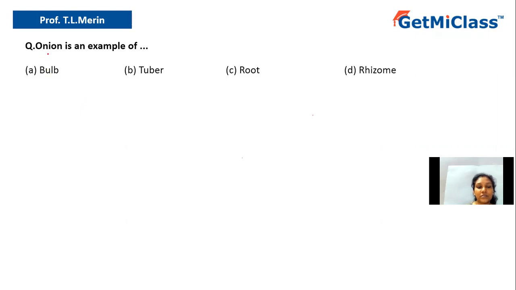Today we are going to solve this question which says: onion is an example of option A bulb, option B tuber, option C root, option D rhizome. So what do you understand by onion? The question says onion is an example of. So what type of part is onion?